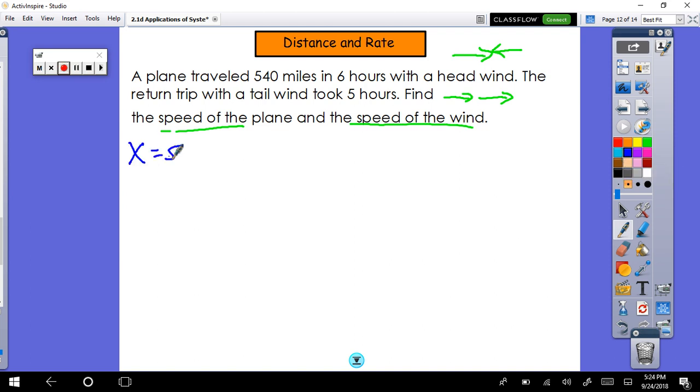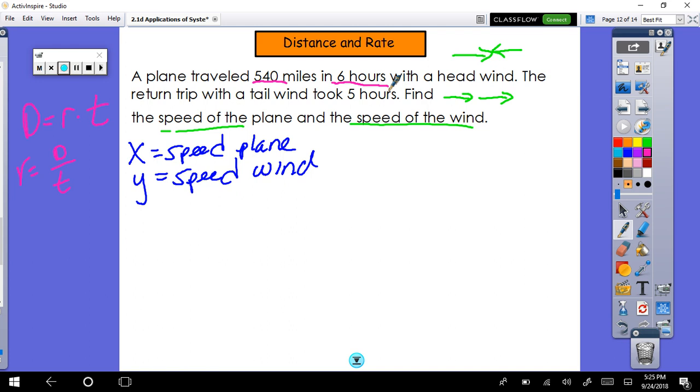So let's let x be the speed of the plane, and we'll let y be the speed of the wind. So we need to do a little bit of work off to the side here. First, we need to remember that when we do distance problems, distance is rate times time. Or more importantly, rate is equal to the distance divided by time. So I want to know the rate these two things are going. So I need to put the 540 miles in 6 hours into a rate. So I'm going to find my rates over here.